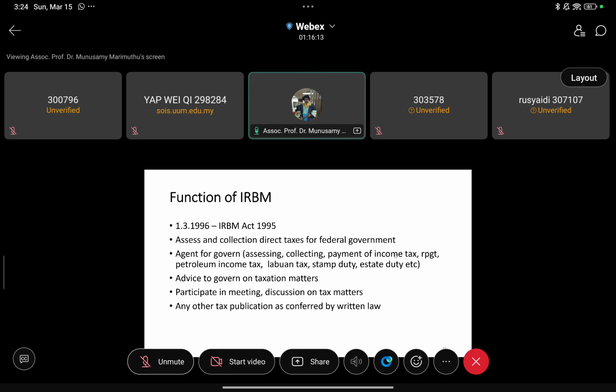They also advise the government on taxation matters, which ones should be upgraded or enhanced, which are not relevant, and which need to be improved. So IRBM will participate in government meetings. They are under MOF, the Ministry of Finance. They also provide some publications. If you go to any LHDN office, you can see some publications.